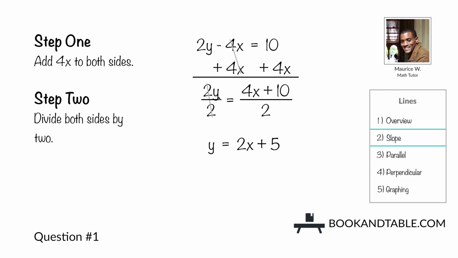That gives us y on the left side. 4x divided by 2 is 2x. And positive 10 divided by 2 is positive 5. So now we have the equation of the same line. This is equivalent to this. We have the equation of the same line, but now it's in y is equal to mx plus b form. So m, or the coefficient of x, is 2. So that is our slope, positive 2. And our constant is positive 5, so that is our b, or our y-intercept.